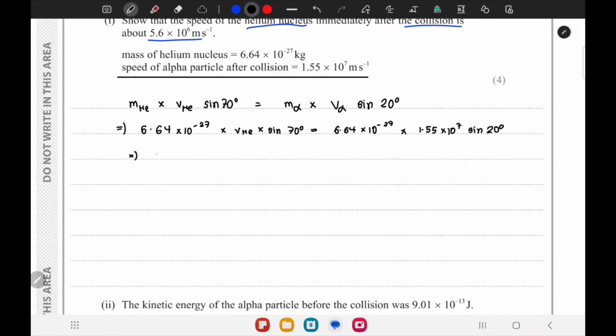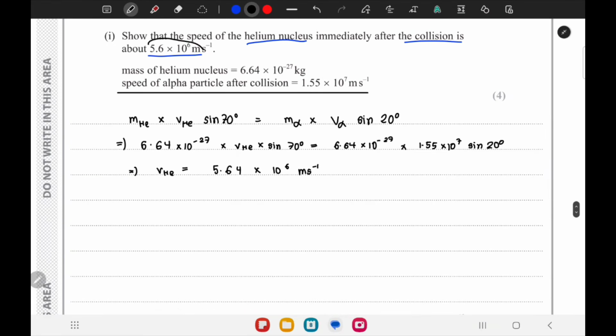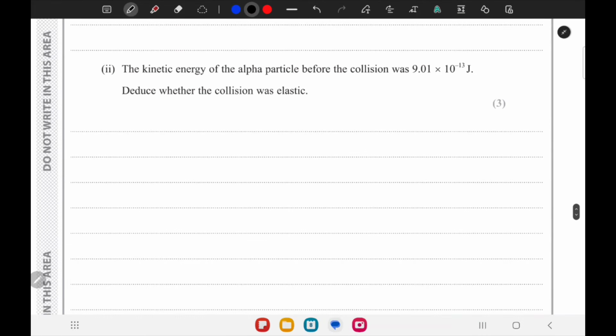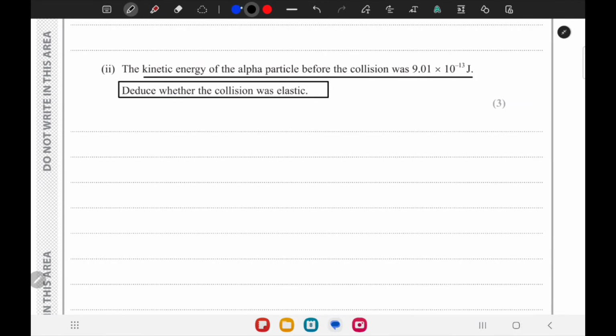From this, if we calculate the velocity of the helium nucleus, we'll get a value of 5.64 into 10 to the power 6 meters per second. So this matches with our answer. Now we are given that the kinetic energy of the alpha particle was 9.01 into 10 to the power minus 13. We have to deduce whether the collision was elastic.